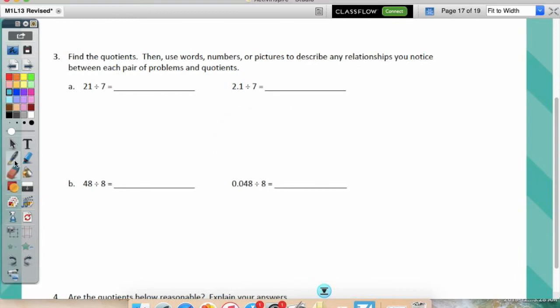All right, let's take a look at this one. Now, all this is we're going to look at a basic division fact, 21 divided by 7. Write the answer and then see how the answer is going to change when I have a decimal. Okay? So what is 21 divided by 7? 3. Okay. Now this is 2.1 divided by 7. You know what makes it easiest, don't you? Change it to unit form. So instead of 2.1, what is it? 21 tenths. 21 tenths divided by 7 would be what?